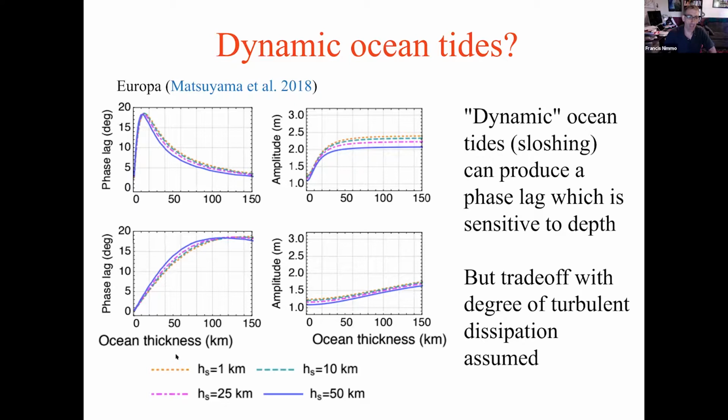Here's the phase lag, and I'm showing it as a function of the ocean thickness. And so in principle, if you can measure the phase lag, that would tell you something about the thickness of the ocean. Notice that these different colors are for different ice shell thicknesses, and they don't really matter. Unfortunately, these panels are for different degrees of the total amount of dissipation in the oceans. And so as you dial that parameter up and down, you change the phase lag. So there's this trade-off with the degree of dissipation assumed. That's a problem, but nonetheless, this might provide you with some information.